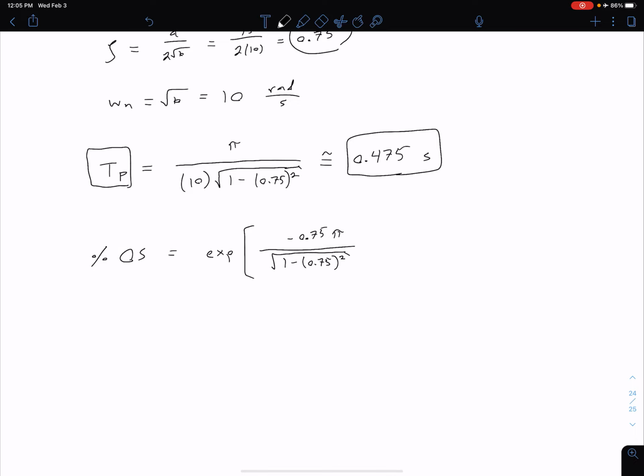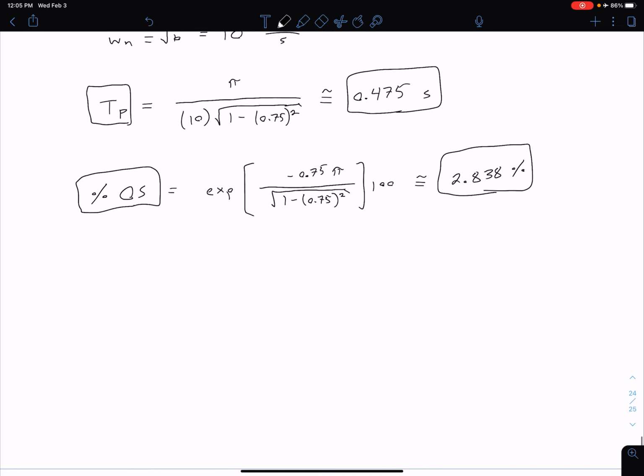And remember, our percent overshoot is only dependent on that zeta term. We multiply that by 100 to make it a percent, and we get that this is approximately 2.838%. So that's our percent overshoot.